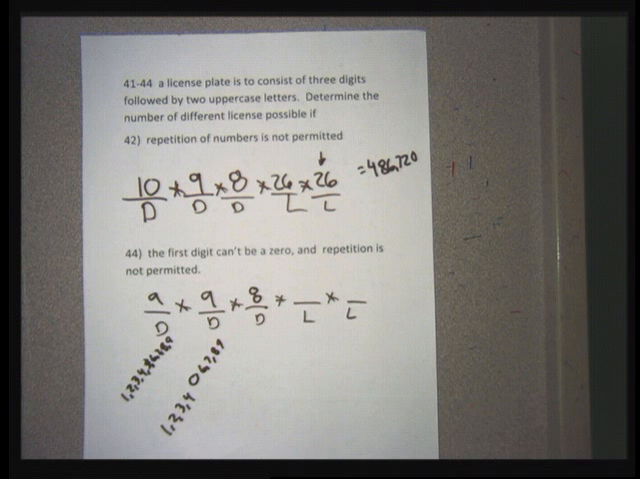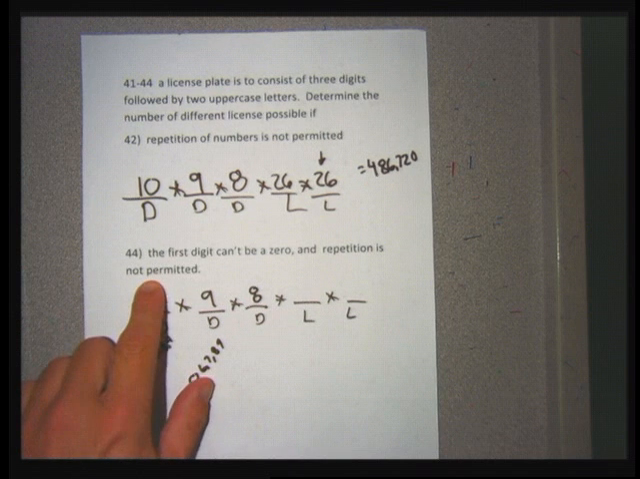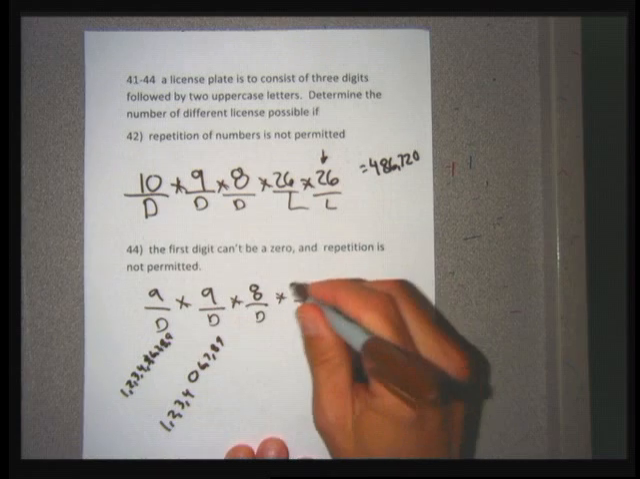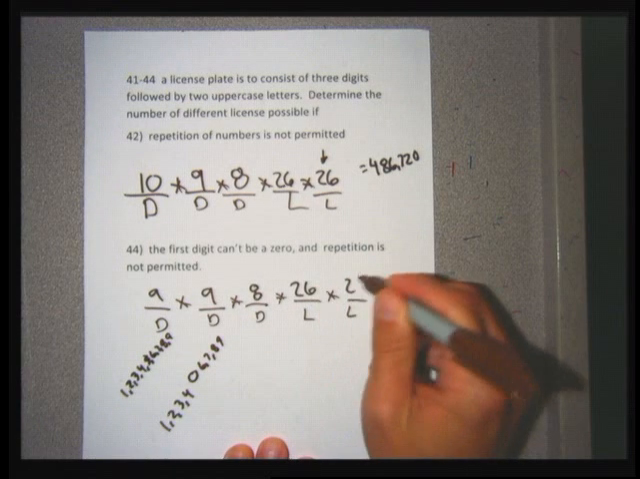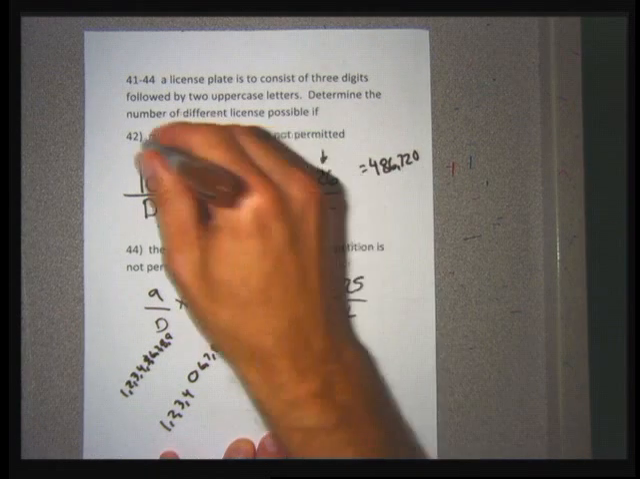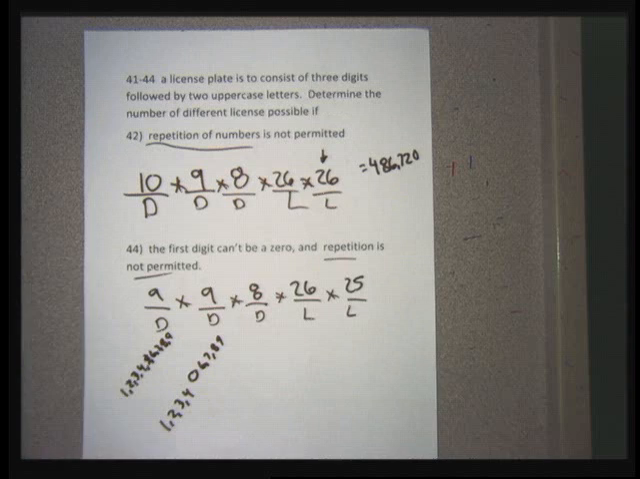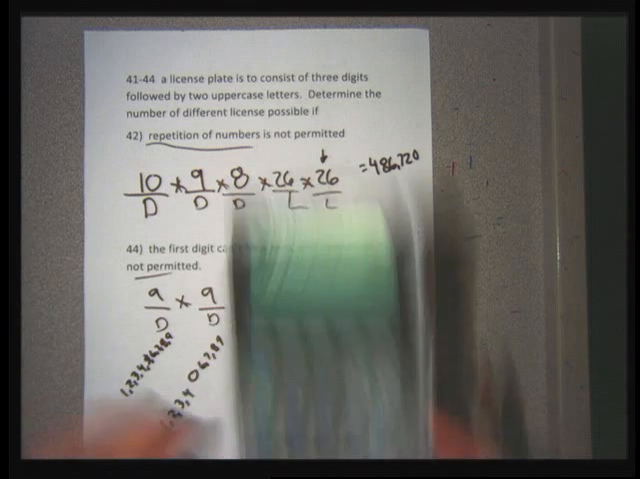For the letters, because repetition wasn't permitted, and the author didn't say repetition of numbers, I assume repetition of each wasn't permitted. And that's why I went down on the numbers, and I'm going to go down on the letters. So in the previous one, the author only said repetition of numbers wasn't permitted. Here, the author said repetition in general is not permitted. So I'm trying to read the author's mind, and I think that's what the author wants for this problem.